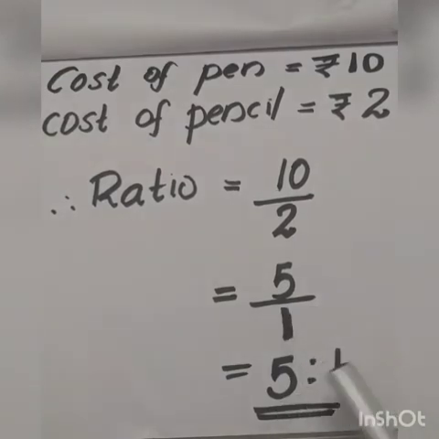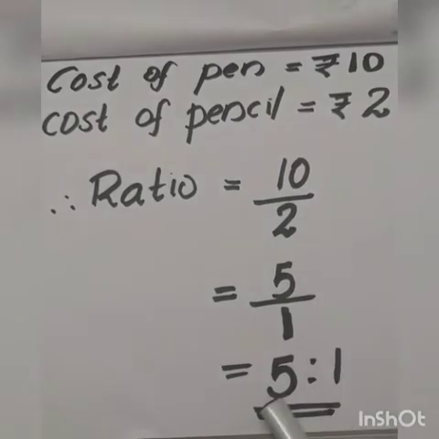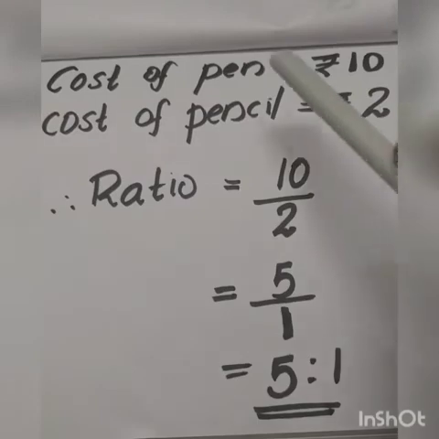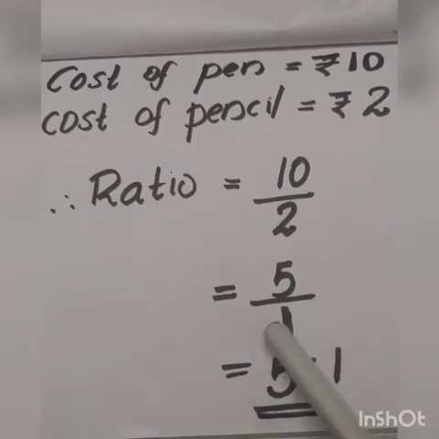How we will read it is 5:1. So the ratio of the cost of a pen to the cost of a pencil is 5:1, which means the cost of a pen is 5 times the cost of a pencil. That is, we are comparing the cost of the pen to the cost of the pencil. So in this way, this method of comparison is the ratio.